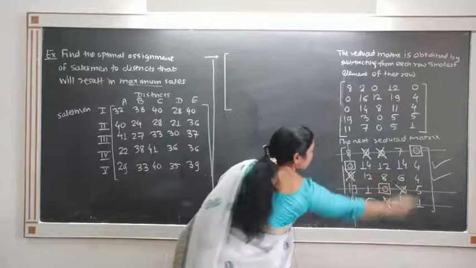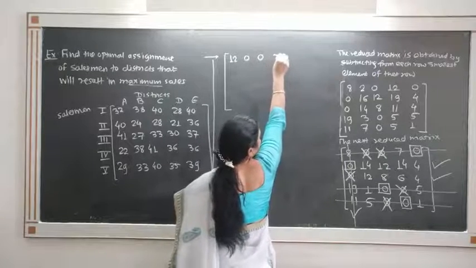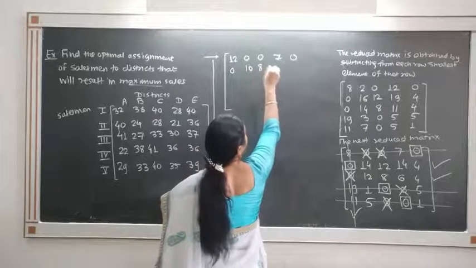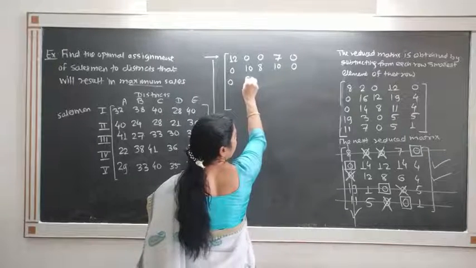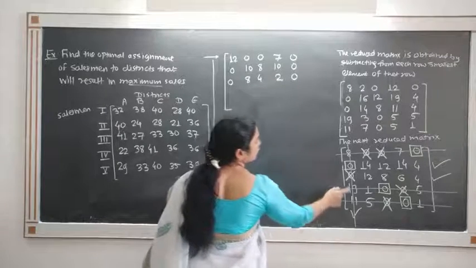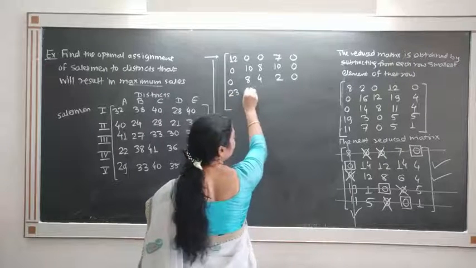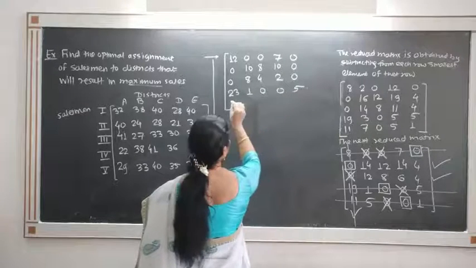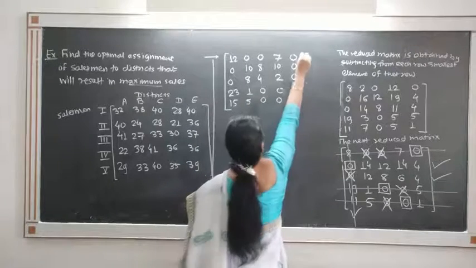The minimum element is 4, so we subtract it from the uncovered elements and add it at the intersection point. It becomes 12, 0, 0, 7, 0, 0, 10, 8, 10, 0, 0, 8, 4, 2, 0. Adding 4 at the intersection point, 19 plus 4 is 23, 1, 0, 0, 5, 11 plus 4 is 15, 15, 5, 0, 0, 1.